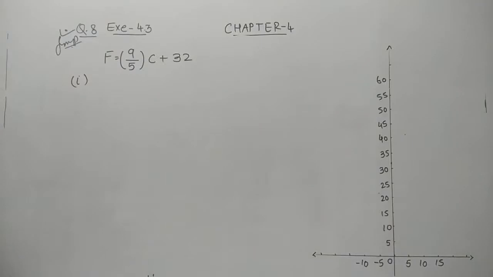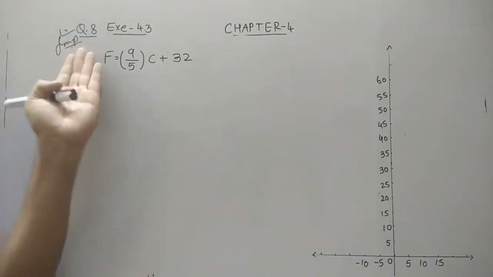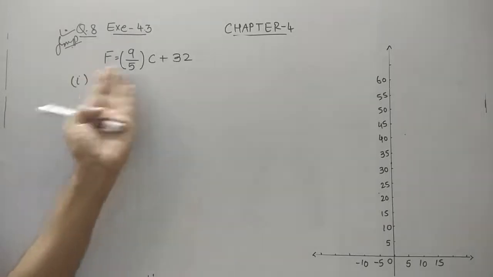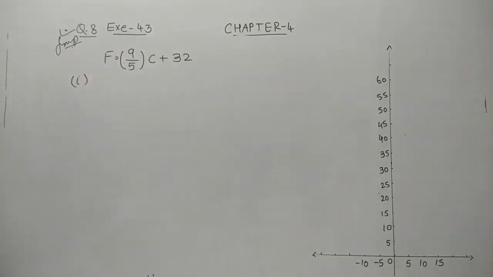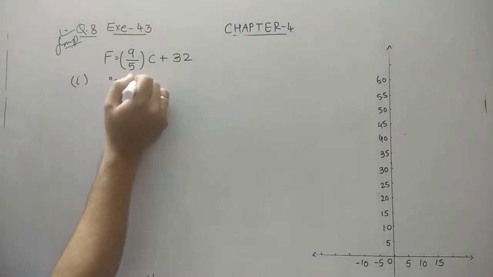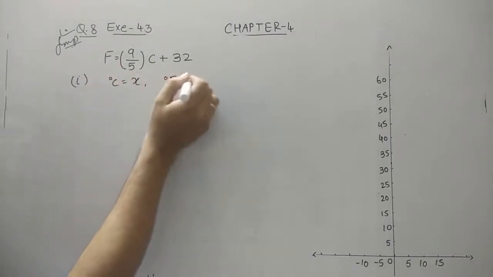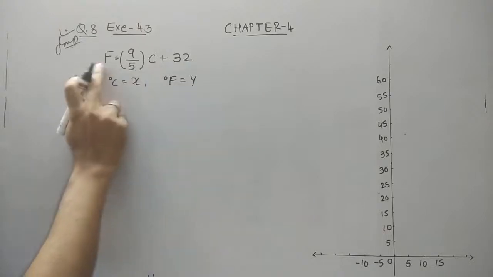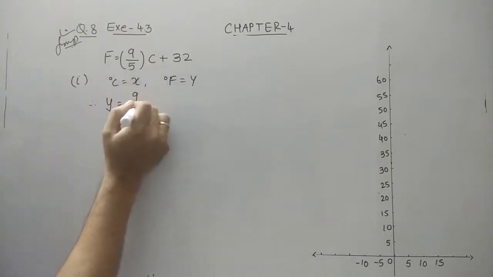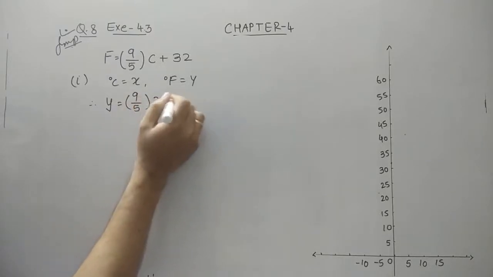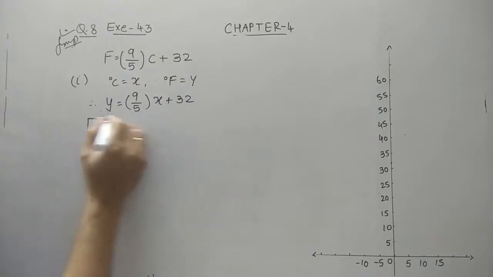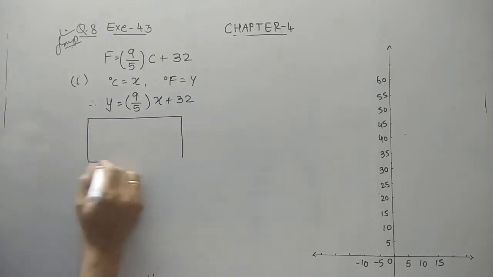So look at the first question. Remember students, it is an important question. In the first question, we have to draw the graph of this relation. We have to take Celsius as the x-axis and Fahrenheit as the y-axis. So if we substitute C as x and F as y, our equation will be y equals 9 upon 5 into x plus 32. We can see y is already the subject of this equation and x is in the equation.